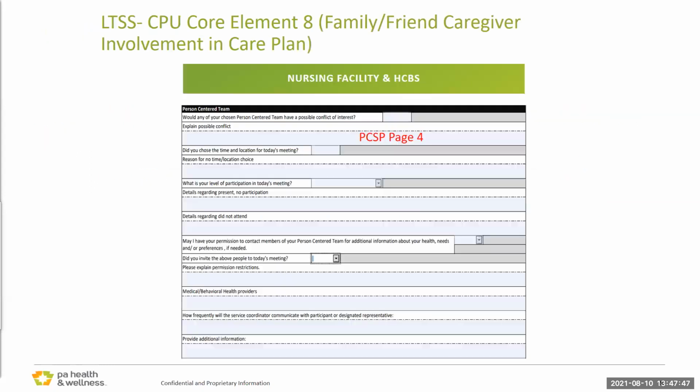All right, so on PCSP page 4, you'll see some of the questions under the person-centered team section. It asks you whether any of your chosen person-centered team have a possible conflict of interest. Did you choose the time and date and location for the day's meeting? Do we have your permission to contact the other members of the person-centered planning team? So a combination of those questions will meet the needs of the element.